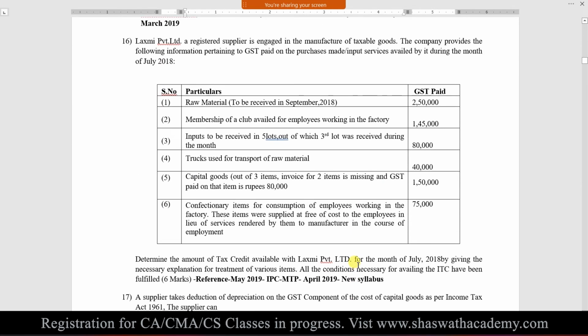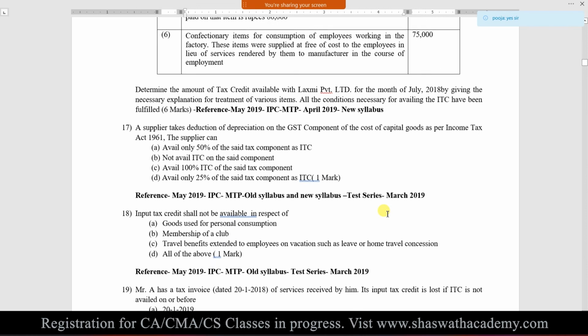Guys, are you comfortable? Everybody? So repeatedly, even in the Lakshmi Limited latest problem, they only tested this.